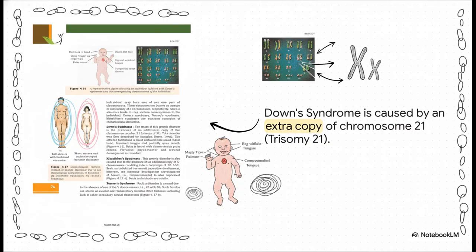Down syndrome is probably the most well-known example of aneuploidy. The cause is an extra copy of chromosome 21, which is why it's also called trisomy 21. And you can see it right there in this picture. This is a karyotype, which is basically a map of a person's chromosomes. If you look at the spot for chromosome 21, you can count them: 1, 2, 3 copies instead of the usual 2. That extra genetic material is what leads to the condition's characteristics.